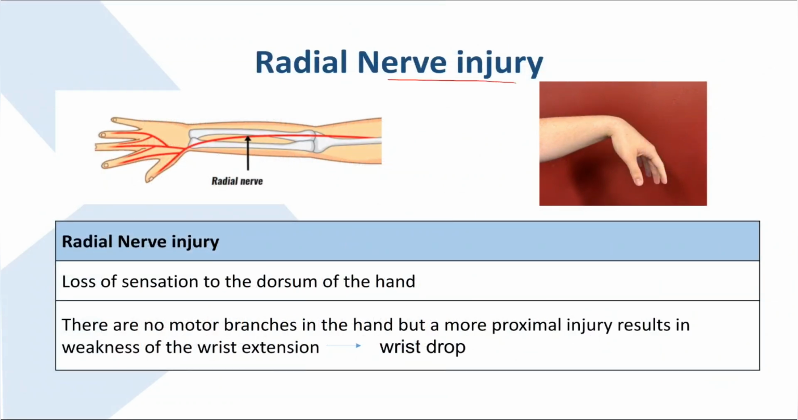Radial nerve injury. If there is a radial nerve injury, there is loss of sensation over the dorsal aspect of the hand, and there is no motor loss. Of course, there is no motor branch in the hand, but a more proximal injury can result in weakness of wrist extension. So there will be wrist drop.